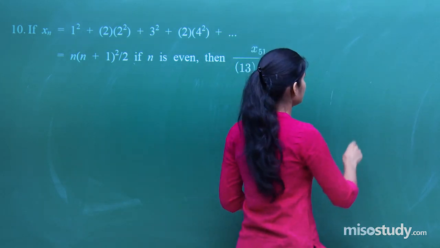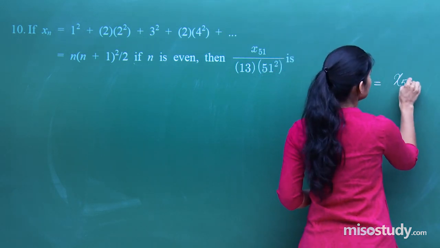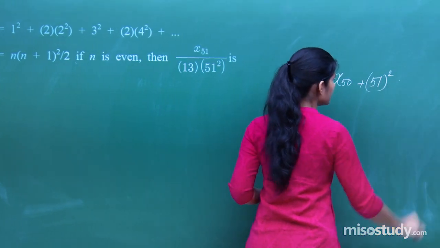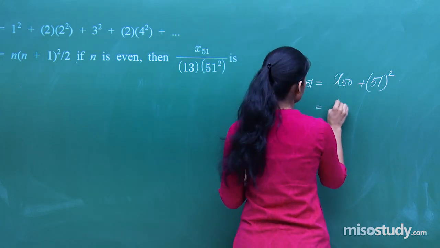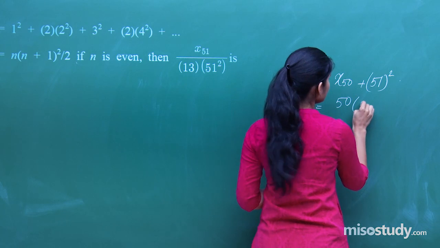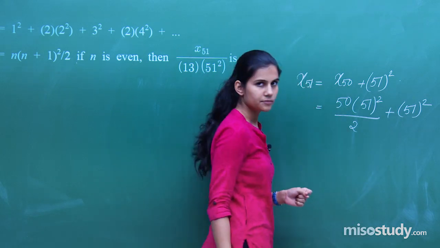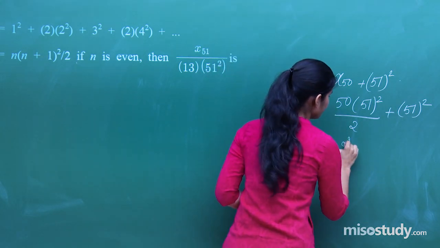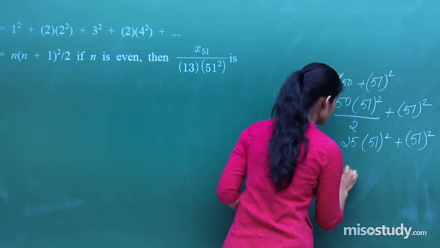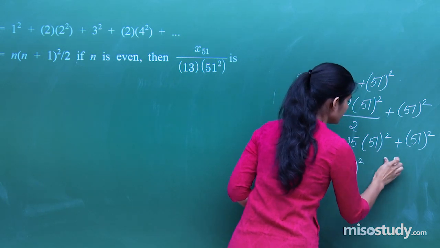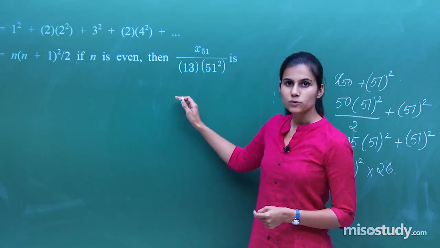What is this? If you can see nicely, x51 can be written as x50 plus 51 square, right? What is x50? It is given to you. 50 is even, so it is given as 50 into 51 square whole upon 2 plus 51 square. So this gives you 25 into 51 square plus 51 square. So 51 square comes out common. This is 51 square multiplied by 26, right? That is what happens to be the scenario.